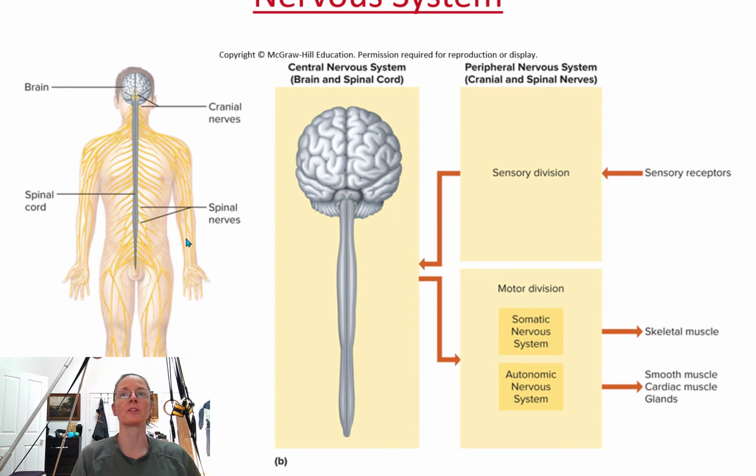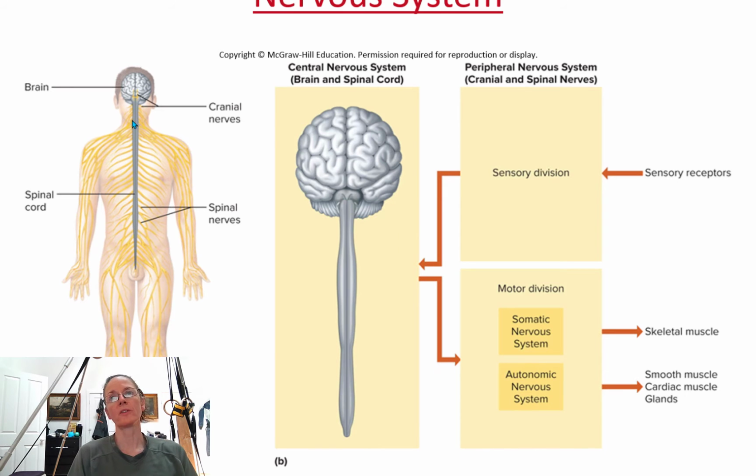So when we look at our peripheral nervous system, we know it has two major divisions. It has the sensory division, which is going to be bringing information from sensory receptors. And this is going to be what we call the afferent division. And afferent means bringing towards. So we're going to bring information about our senses from the peripheral nervous system to the central nervous system.